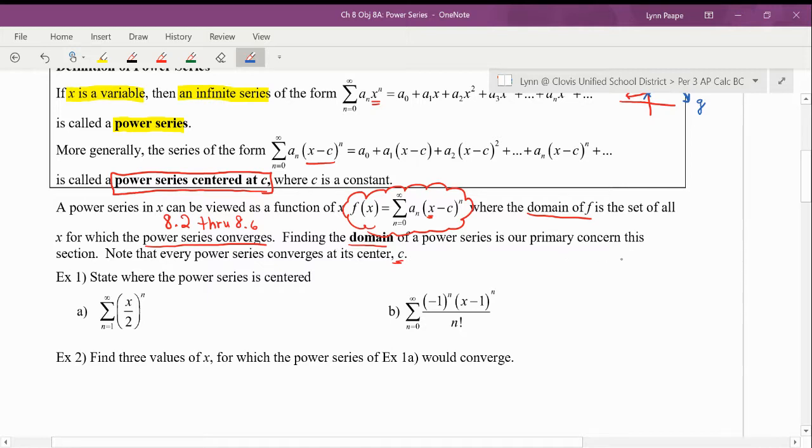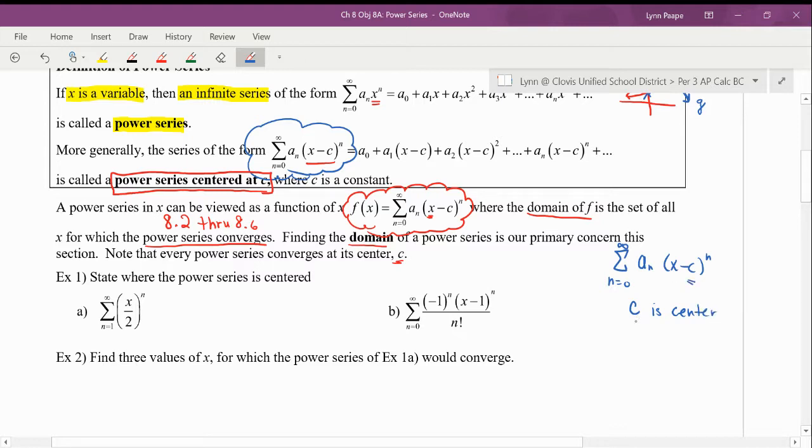Okay, so this is what we have to make sure that we are understanding. There's going to be a lot going on here. From above, we have a_n times (x minus c) to the n, with n equals 0 to infinity. I'm looking at this right here, and it says that c is my center. So where do we look to find my center?